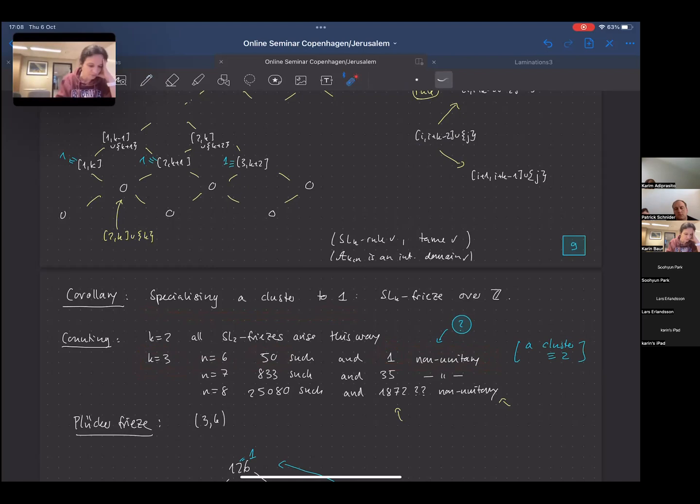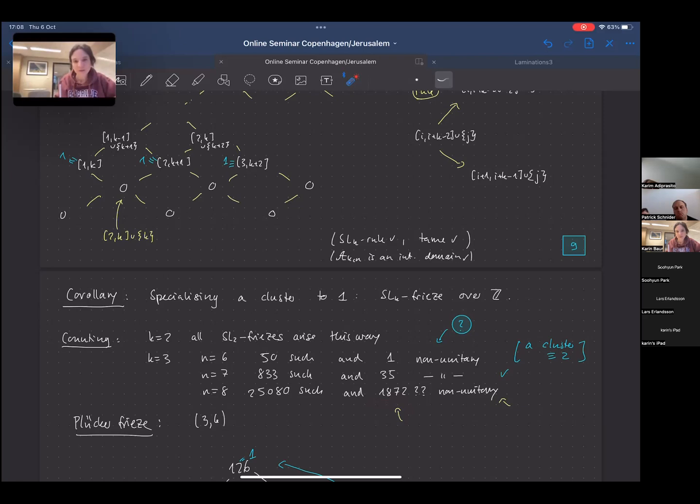Well, that's not too bad, but then when n equals 7, we get 833 such friezes because there are 833 choices of specializing a cluster to 1. And when n equals 8, it's 25,080. But for n equals 7, we already have 36 others, which we call non-unitary because we're not specializing a cluster to 1. And in that case, that's all. And when n equals 8, we find 1,872 non-unitary ones, but we don't even know whether we found everything.